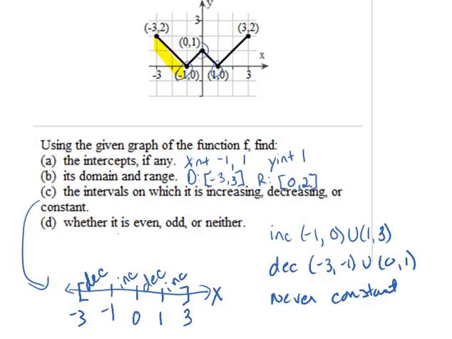Now, to tell whether it's even, odd, or neither, one way to approach it is by looking at the symmetry of the graph. You should see that you have y-axis symmetry, because you could fold it, you have a mirror image across the y-axis. So when you have y-axis symmetry, we say that the function is even.